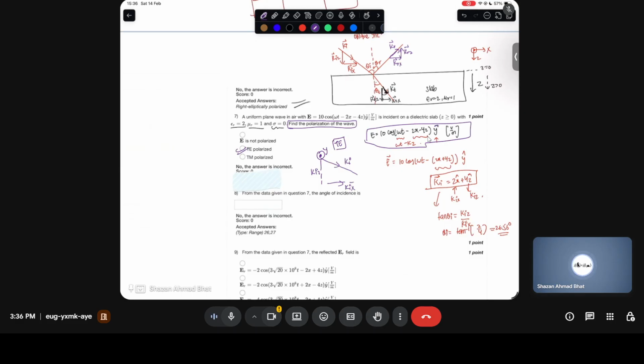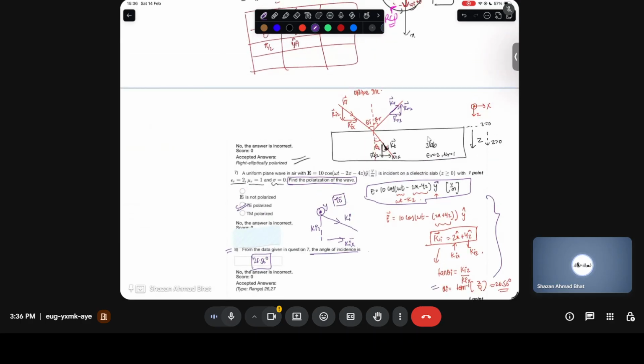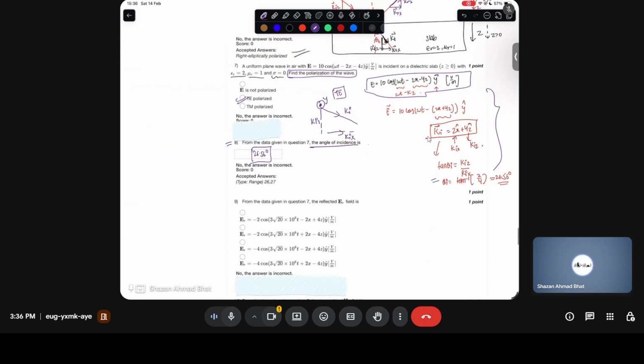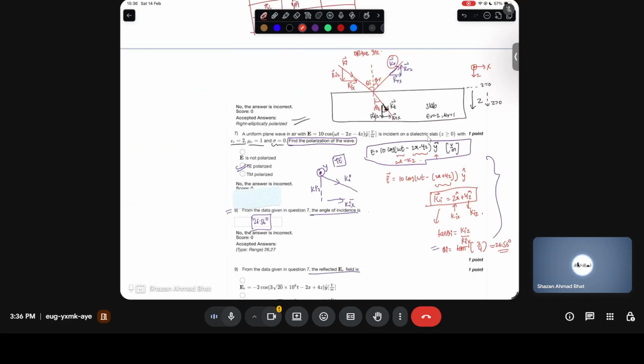From question number 8, we need to find the angle of incidence. That's why we did this much work to obtain the angle of incidence. Angle of incidence is 26.56 degrees. That is your question 8. And I want to discuss some more things in this. I think the next question is also related to it. You have to find the reflected electric field. That means you need to also obtain this.